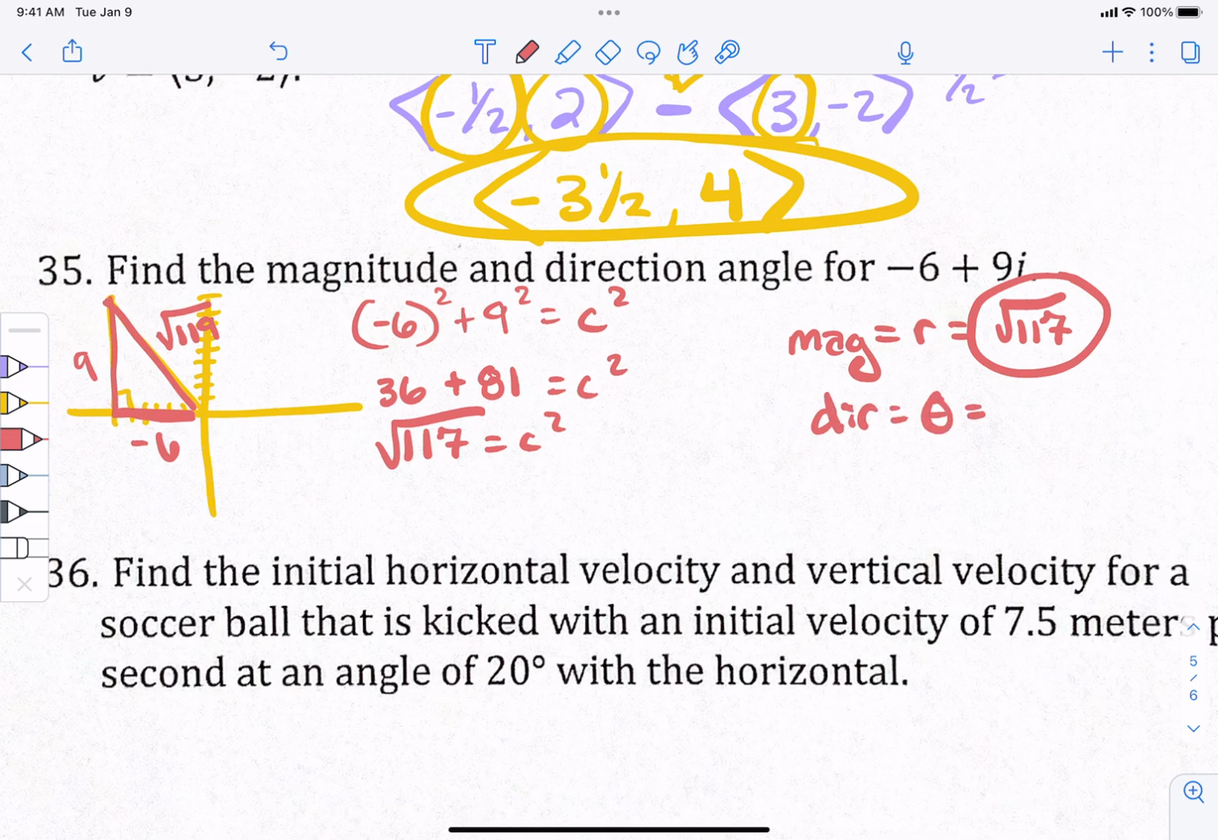Okay, and the direction is finding that angle theta. So we have opposite, we have adjacent. Opposite is 9, adjacent is negative 6. We're going to do tangent. Tangent of theta equals 9 over negative 6.